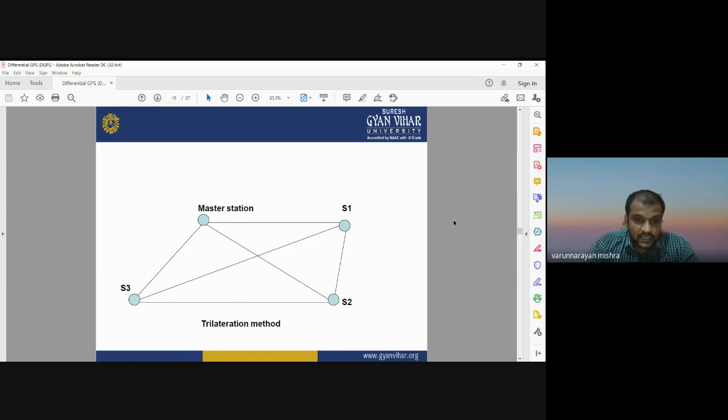Now this is the trilateration method. You can also have this kind of systematic surveying diagram. You have the master station here. You can follow this kind of flow chart. Okay, master station, then 1, 2, 3. So you can have the trilateration method. Trilateration method means at least 3 positions will be in the same way, that it will be having this kind of structure. Okay, this is the trilateration method.